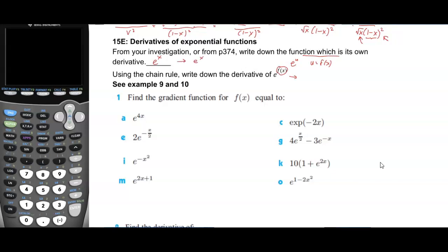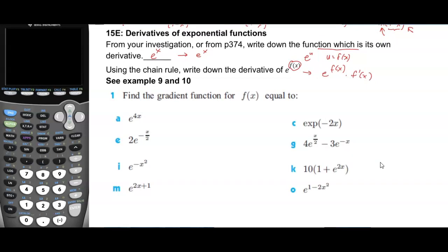The derivative of e to the f of x would be e to the f of x times the chain rule. So that would be the derivative of e to the f of x, being the function inside the function e to the u. Find the gradient function for f of x equal to, okay, so whenever we have a function inside of a function, we just need to multiply by the derivative of that function. So the first step is to rewrite the e to the whatever function exactly as is, because we're not going to do anything to the inside first, and then we just multiply times the derivative of the inside.